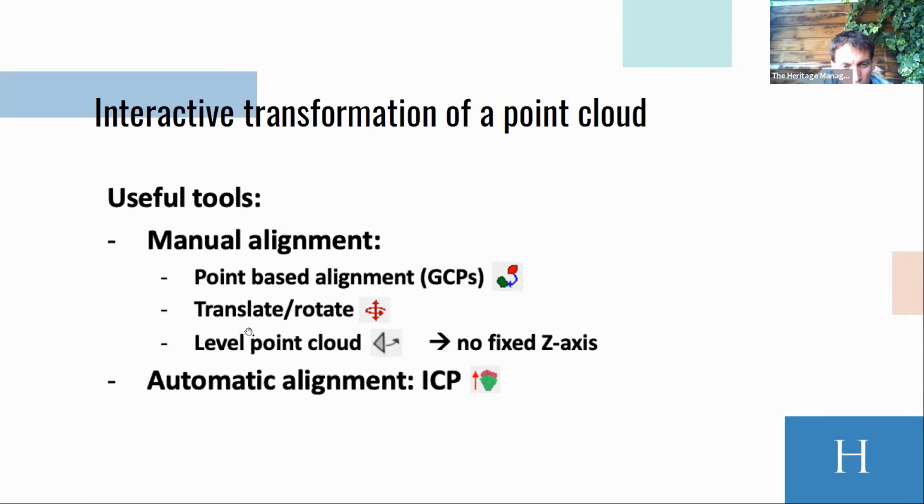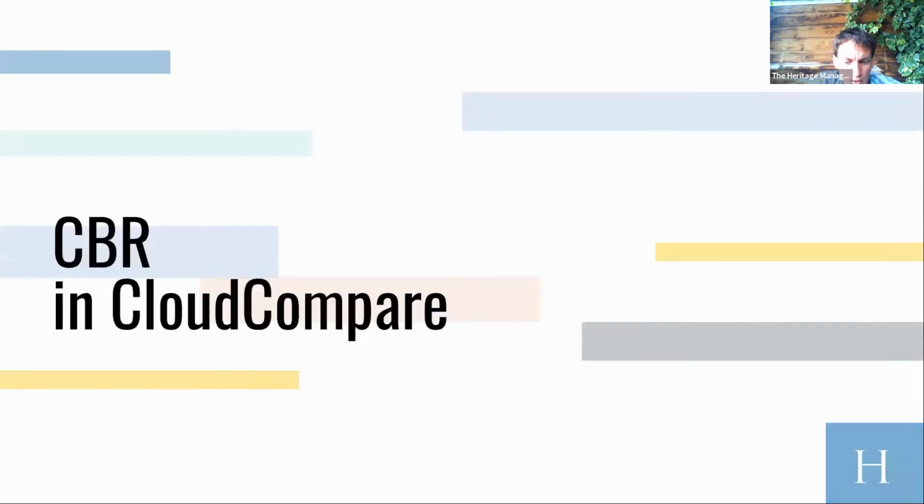So if you have translated and rotated your point cloud manually, you will have to fine-tune the registration, optimize your registration between the slave and the master, let's say. And in that case, you can use automatic alignment or the iterative closest points algorithm, or cloud-to-cloud registration in CloudCompare. And that's what I will discuss right here. So do you have any questions so far, or would you like to see what I will do in CloudCompare?